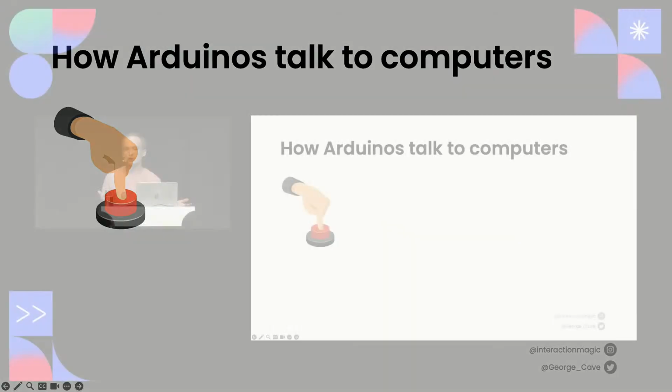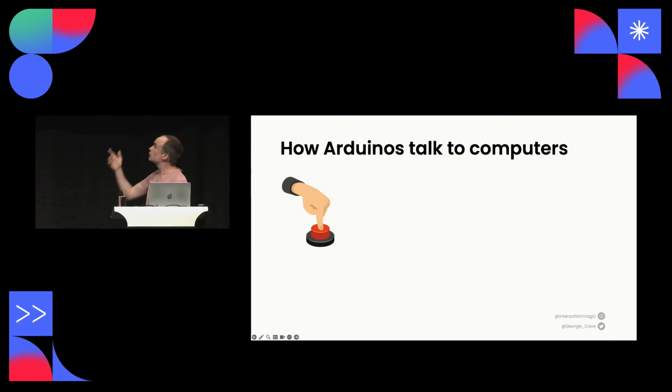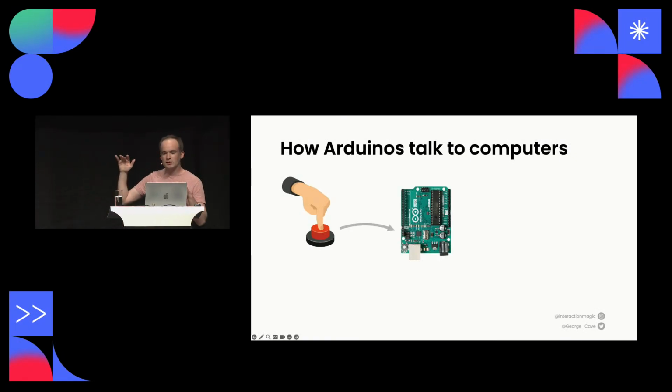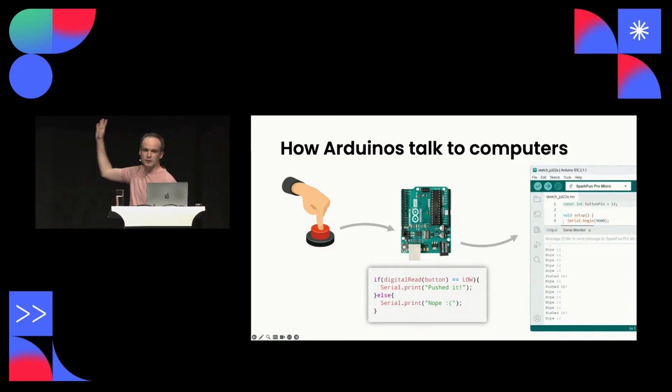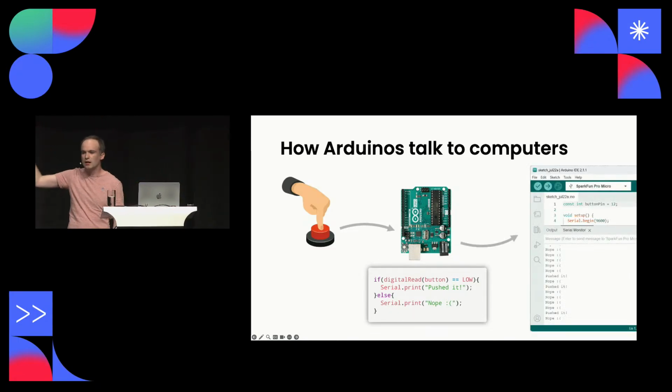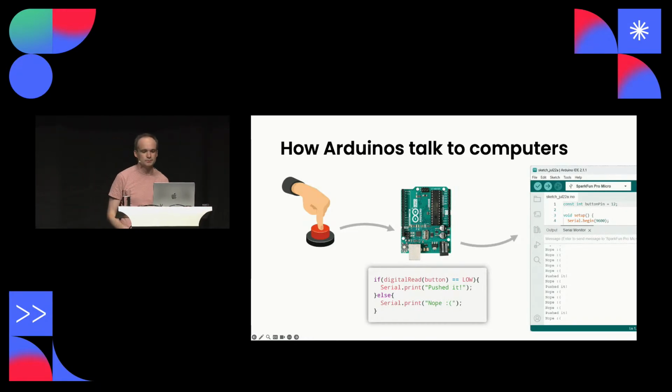So how do Arduinos normally talk to computers? You push a button like this, which is connected to one of these pins. And the code will read this button. And if it's pressed, it might use this, say, Serial.print command to send a message to the program running on the computer. And you can think of Serial.print as the kind of console.log of the Arduino world.